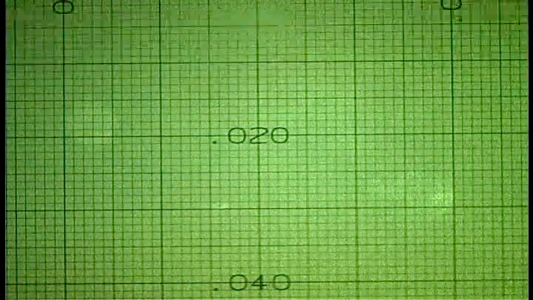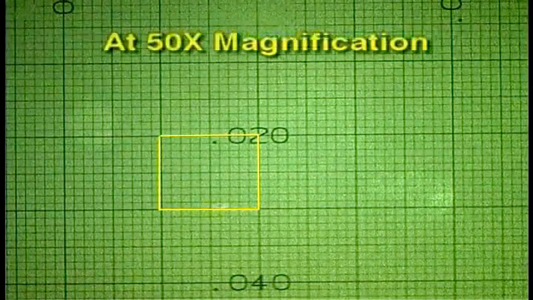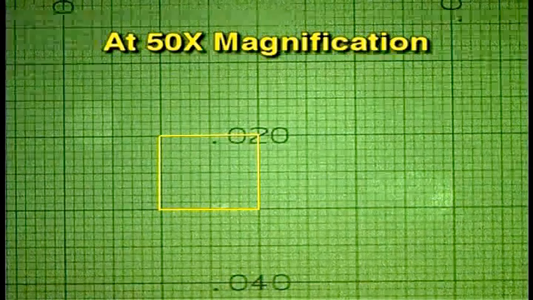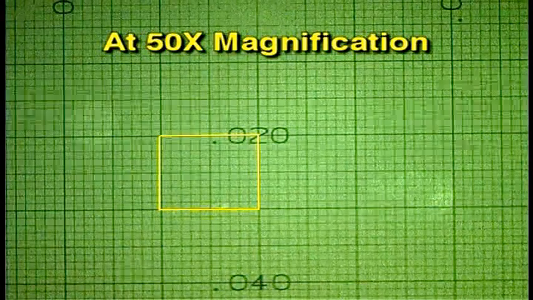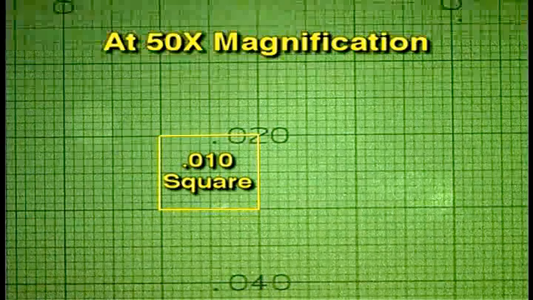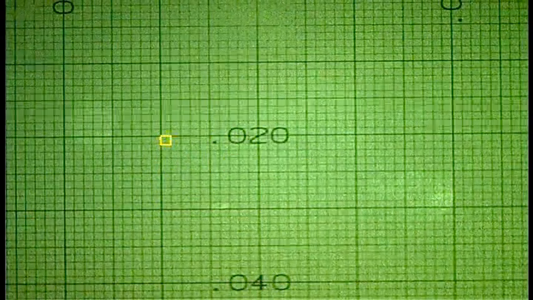The grid itself has several divisions. At a 50 times magnification, the box created by the large black line is 10,000 square in size. The next smaller box is 5,000 square, and the smallest box is 1,000 square.